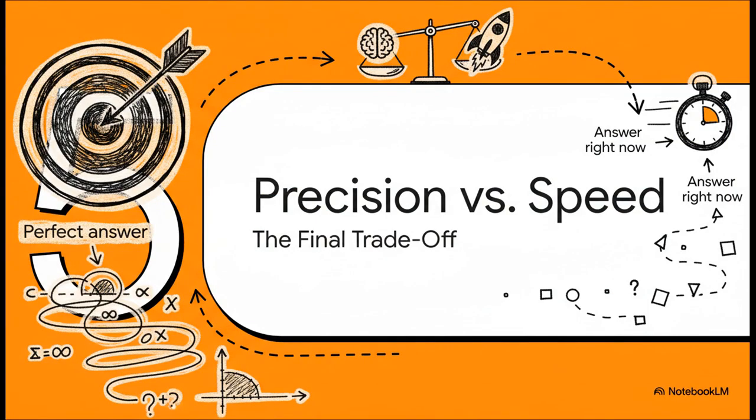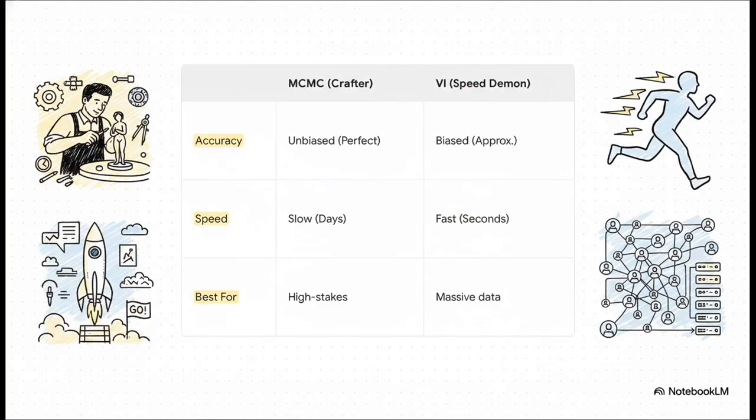Okay. This brings us to one final, really high-level decision that everyone doing this work has to make. It's the ultimate trade-off between getting the perfect answer and getting a good enough answer right now. So here we're comparing MCMC, which we've been talking all about, to its main alternative, variational inference, or VI. Think of MCMC as the master crafter. It's totally unbiased, and if you give it enough time, it will give you the 100% correct answer. But it can be really slow.